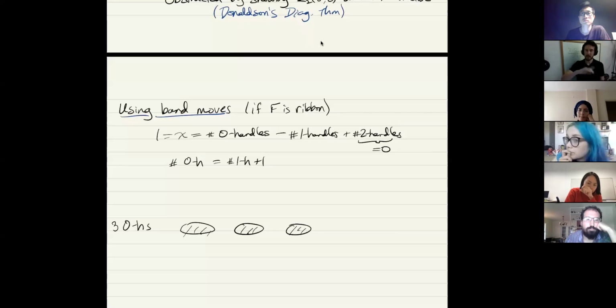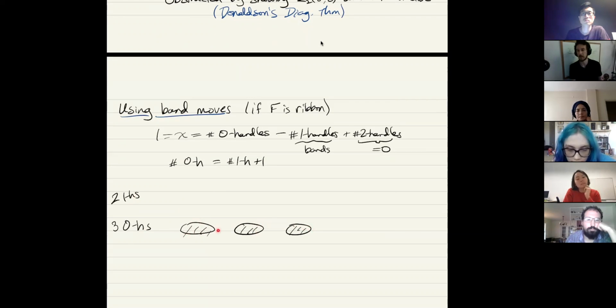And I'm going to attach two 1-handles. And so when I do this, the Euler characteristic will be 1. I'm going to attach these handles, and these are bands. So really, maybe I should be talking about these as bands, since that's the language we've been using today. I'm going to attach the bands so they go from one disk to another disk, or maybe from a disk to itself.